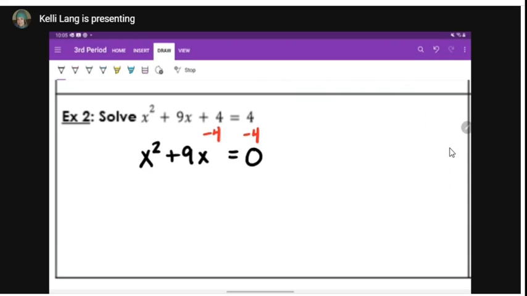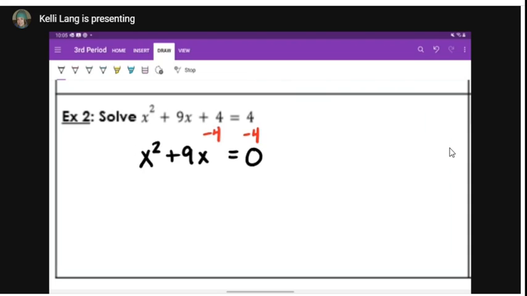The 4 and the negative 4 on the right will cancel and give us 0. But also the 4 and the negative 4 on the left will cancel. So what we end up with on the left is just an x squared plus 9x.